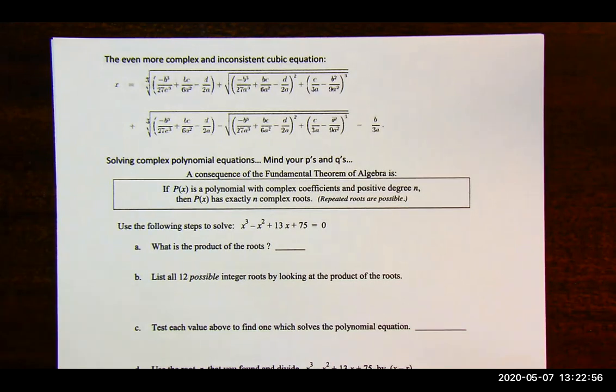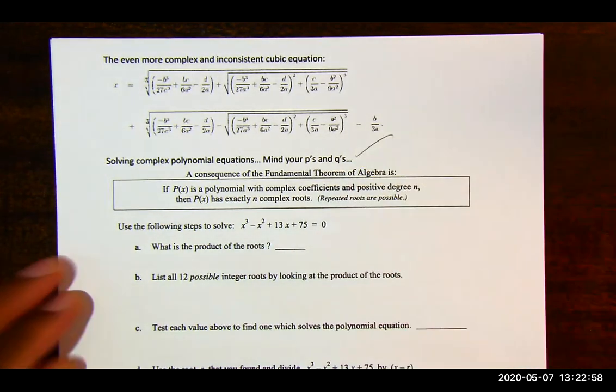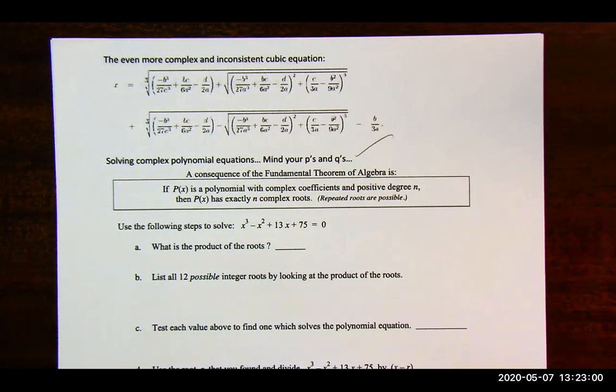Solving complex polynomial equations, mind your P's and Q's. There is a method where P is the polynomial with complex coefficients and positive degree, and you're involving Q's. That's more complicated. I'm keeping it basic, and we're just going to solve basic polynomial equations.